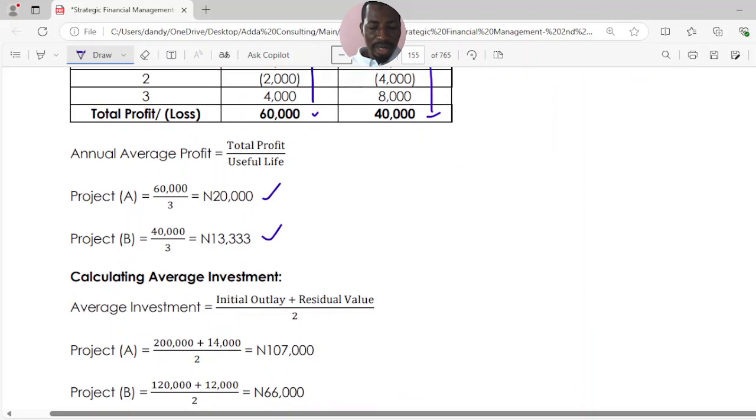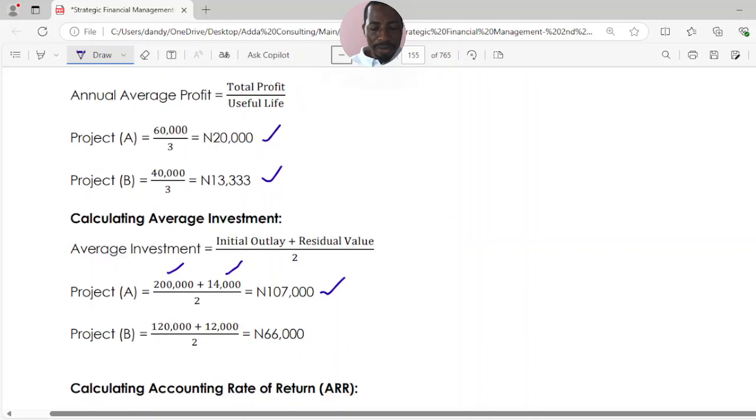So at this point, I need to go and calculate average investment. Average investment is initial outlay plus scrap value divided by 2. Initial outlay of project A is 200,000 according to the question. Scrap value of project A is 14,000. Therefore, 214,000 divided by 2 will give us 107,000 naira. For project B, initial outlay is 120,000. Scrap value is 12,000. That's 132,000 divided by 2.